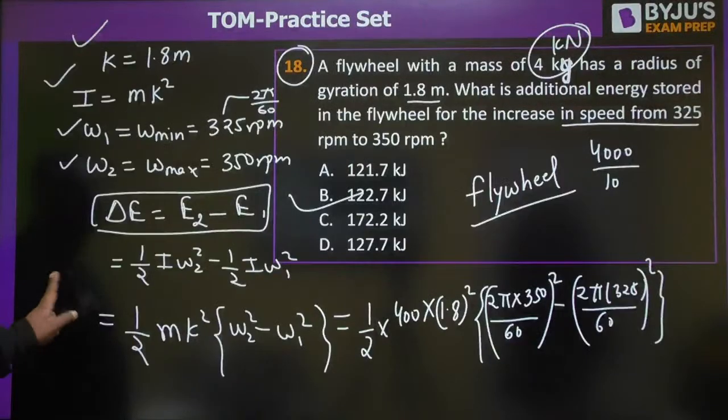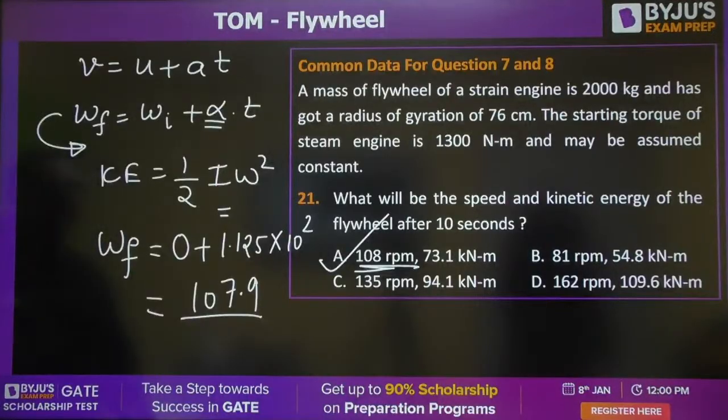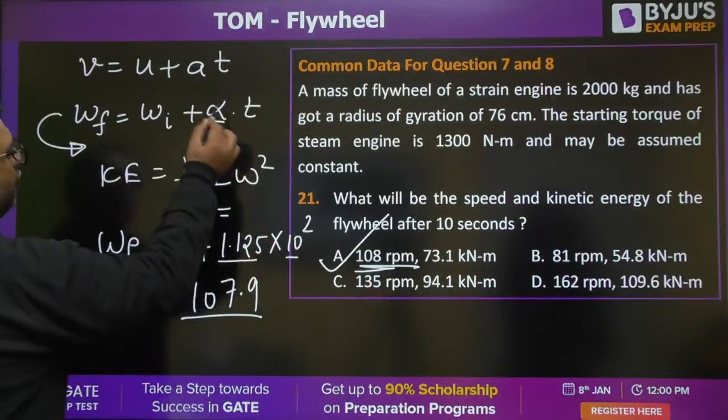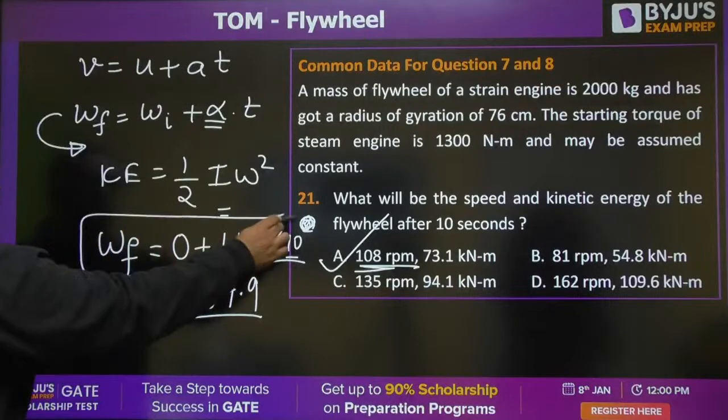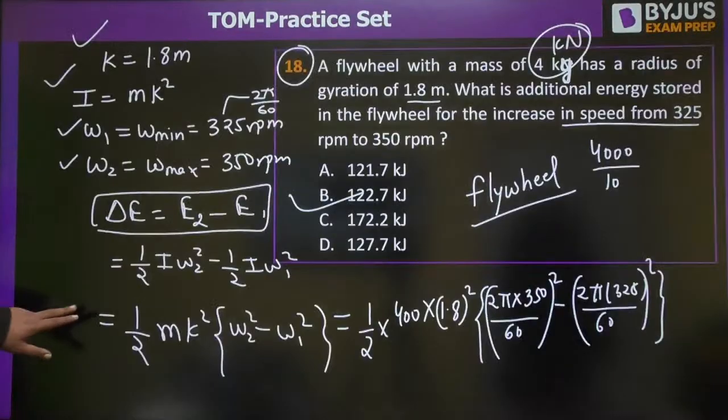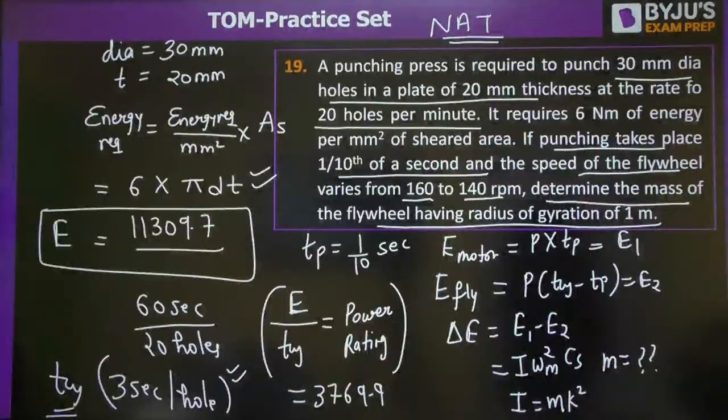Jobin, actually in the previous question, we have done it alpha t square. Sorry, okay, not t square, it would be t, alpha t. Alpha t will come, okay? Solve this question, I need answer from your side.